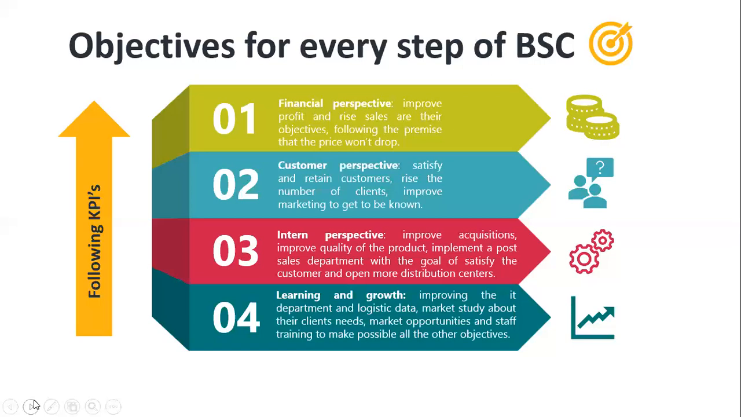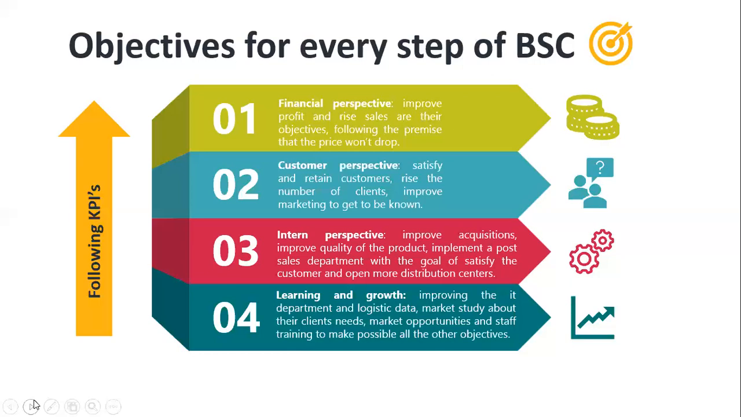Then we have the internal perspective. This will be to improve acquisition, evaluate suppliers, improve the quality of the product with an inspection of every process that the product goes through, and implement a post-sales department with the goal to satisfy the customer, and open more distribution centers because they just have 2 stores and they want to get more target market share. So they will be working on those things in the internal perspective as a company.